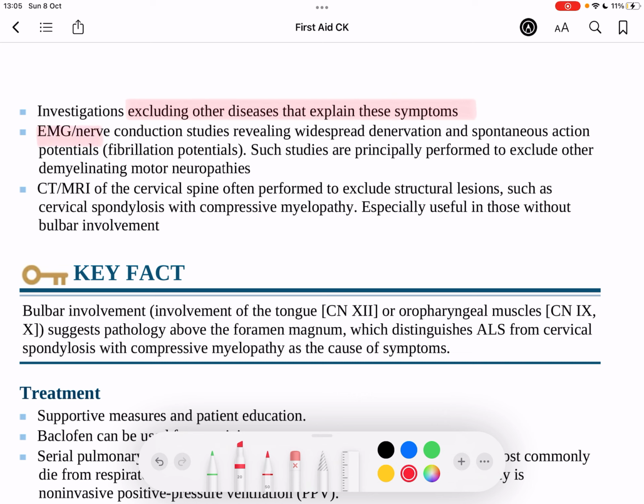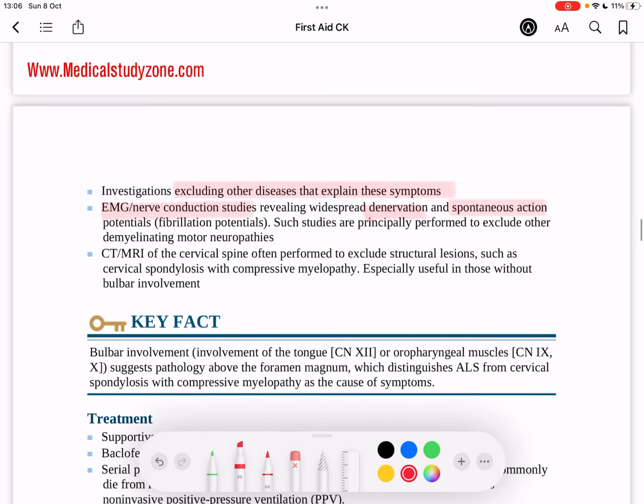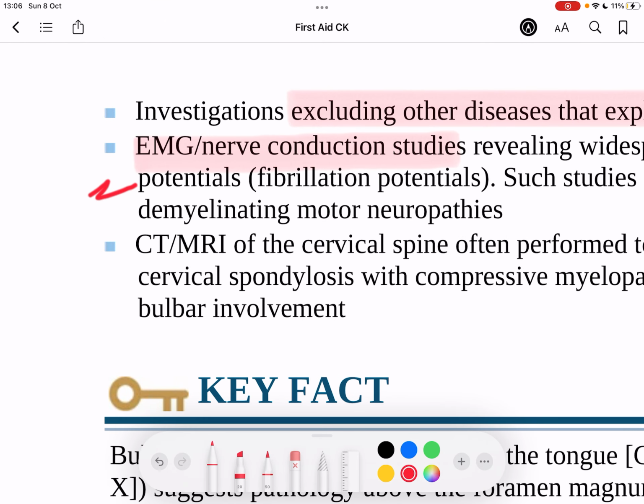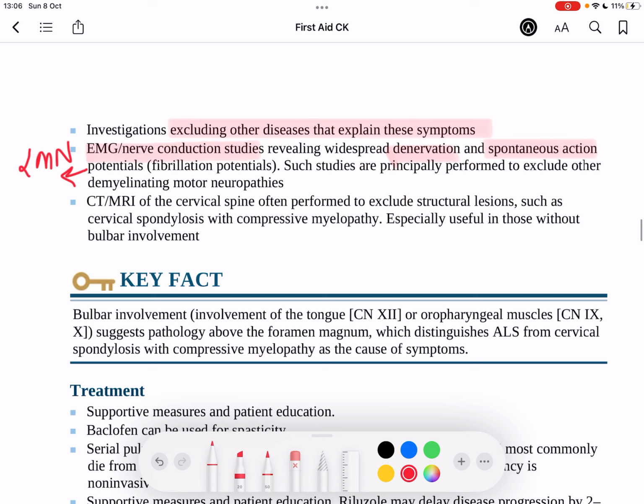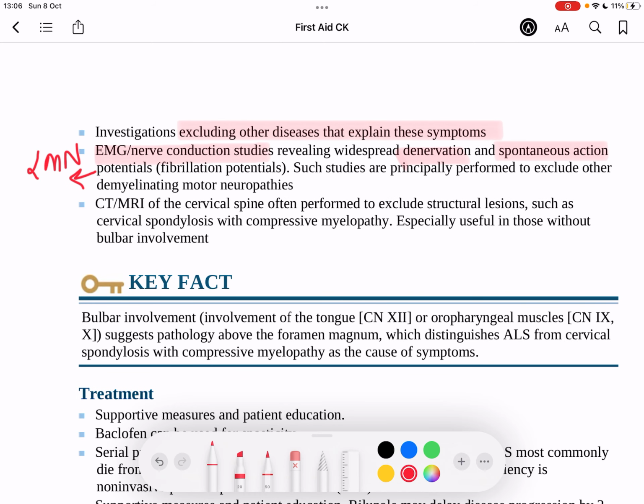An EMG and nerve conduction studies should be done, and they will reveal denervation and spontaneous action potentials. These are called fibrillation potentials. Don't be fooled. These are signs of lower motor neuron disorders, okay? I know you think spontaneous action potential sounds like an upper motor neuron thing, but it's kind of the same as a fasciculation. It's actually a lower motor neuron problem. Such studies are principally performed to exclude other demyelinating motor neuropathies, maybe something like Guillain-Barré syndrome, or other disorders like even MS as well.